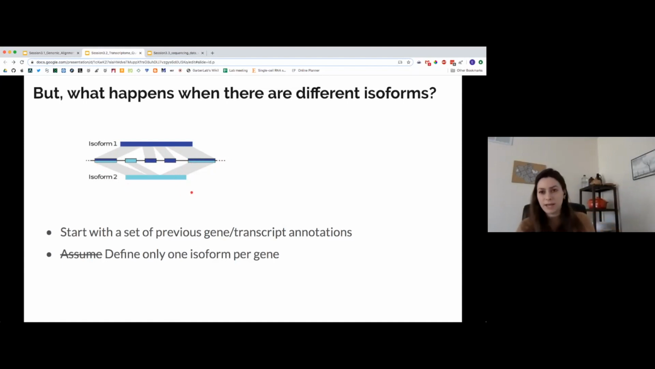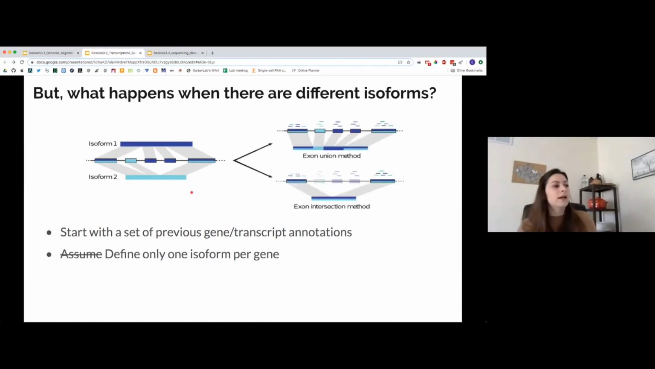So how do we define one isoform per gene? There are 2 simple methods that used to be very widely used for this, called the exon union method and the exon intersection method. Based on all the exons that you see for both these transcripts, you can make a super transcript that contains all the exons known for that gene. This transcript doesn't actually exist, but it's a combination of the 2 that do. Or you can use the exon intersection method, which in this case will use only the exons that are shared between the 2 different isoforms that you do know.